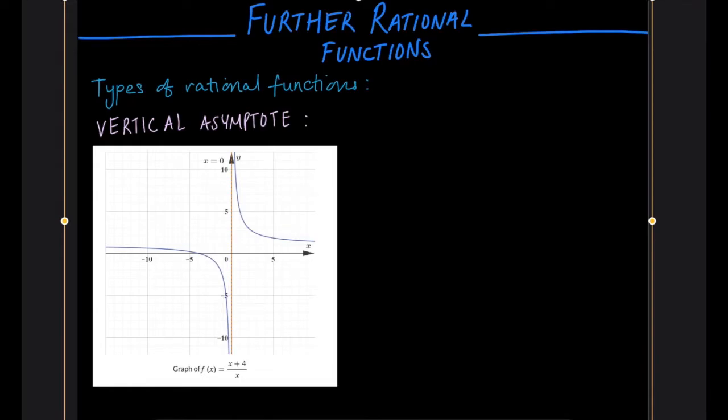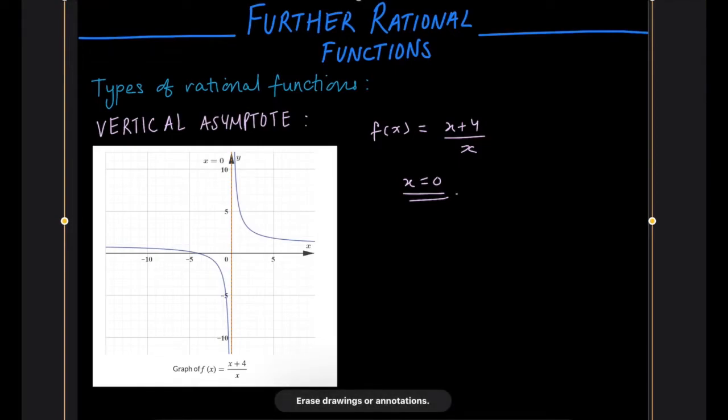We can obtain this by setting the denominator to 0. We know that the function is x plus 4 over x, and the denominator is x, so when we set it to 0, we find that the vertical asymptote is x equals 0, which is what we can see in the graph. So that's basically it for vertical asymptote. You just need to set the denominator equal to 0. Let's look at an example.